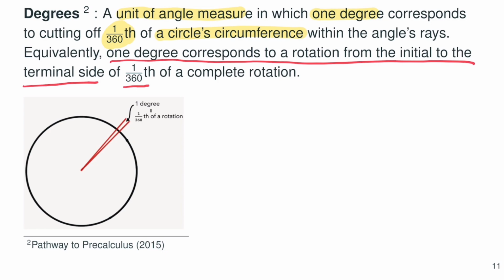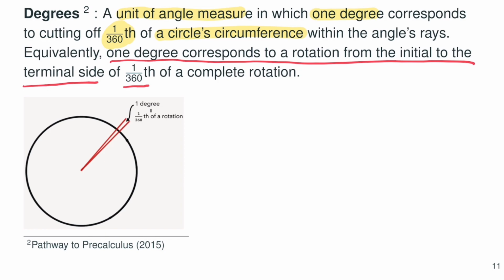Not that we need to know exactly why we chose 360. 360 is the number we chose. We're going to slice up the entire circle into 360 pieces, 360 slices, and one slice is 1 degree. If I have 9 of those, I have 9 degrees. If I have 12 of those, I have 12 degrees.